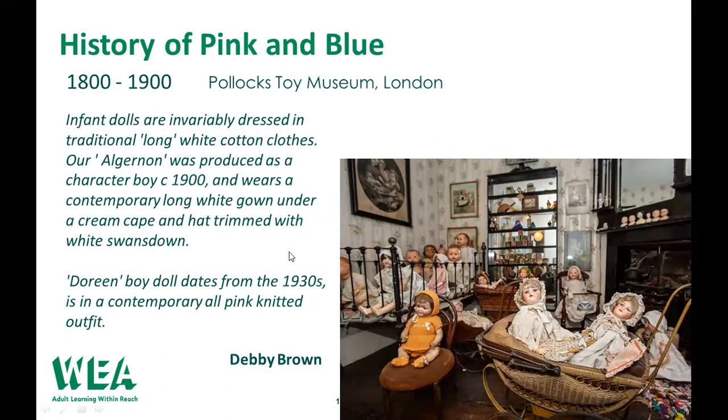And she said that there are a few male dolls, and there's a baby doll called Doreen, and Doreen dates from the 1930s, and Doreen is dressed in a pink knitted outfit. Unfortunately, I don't have a photograph of Doreen, but it's interesting that the dolls that the children played with also replicated what the children were wearing at that time.